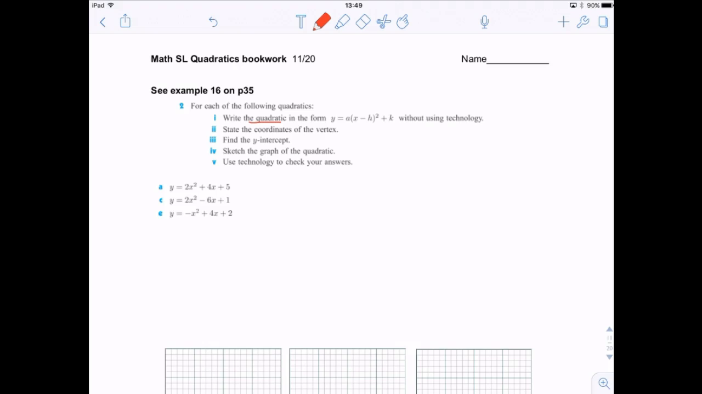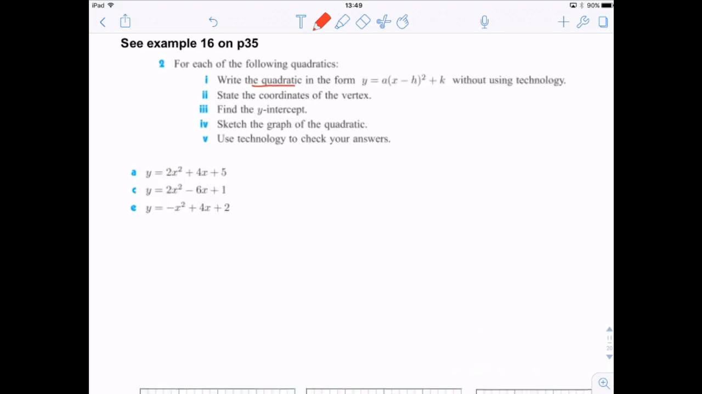So let's find the vertex. If we find the vertex, we can easily write vertex form, right? The only difference between this page and the last page is that each one of these equations has an a, which the others did not. Okay, and maybe you don't know what I'm talking about, but I'm going to show you why that's a little bit different in a second.